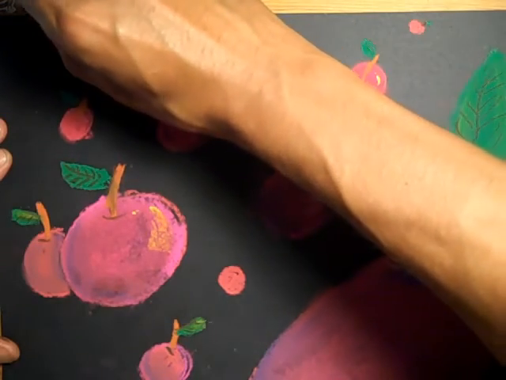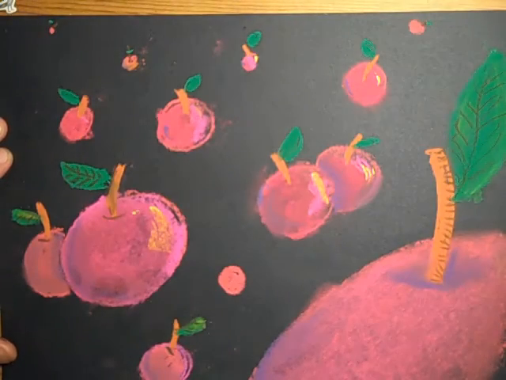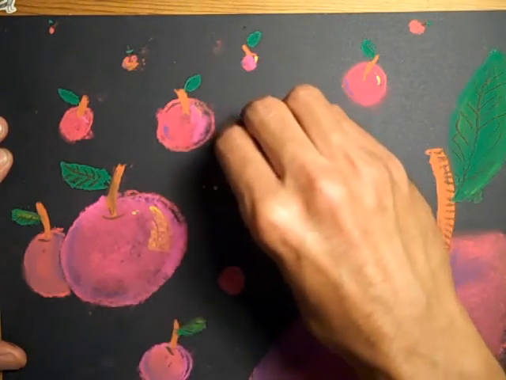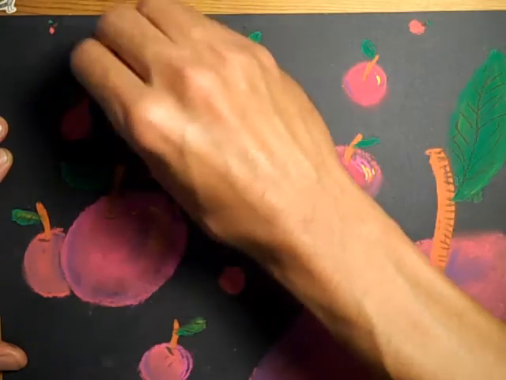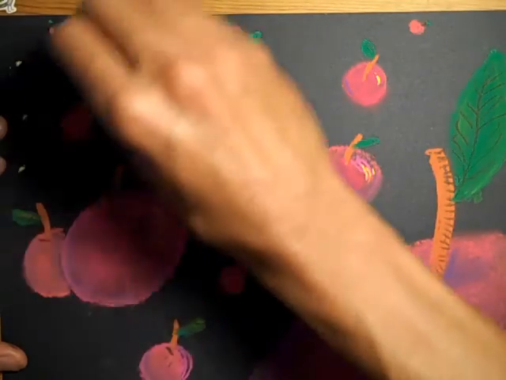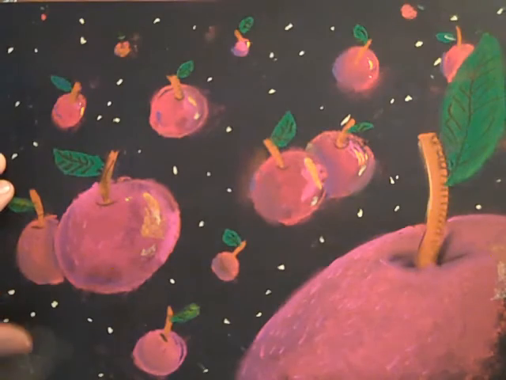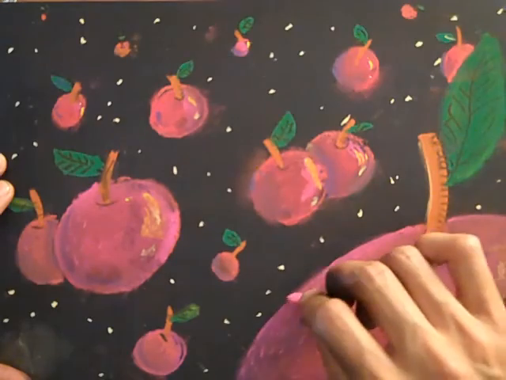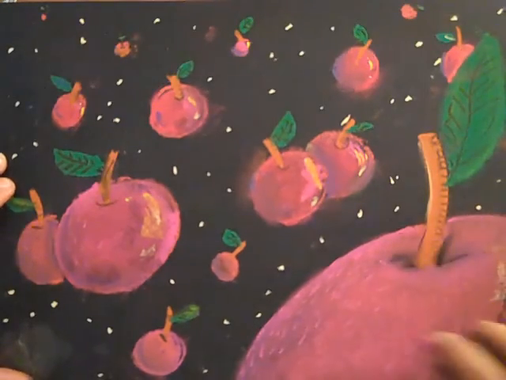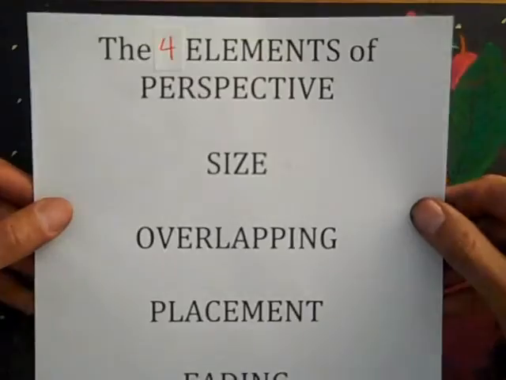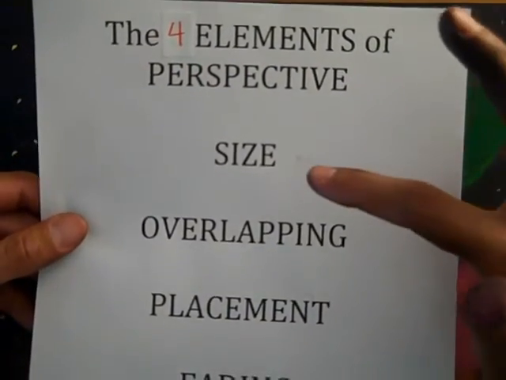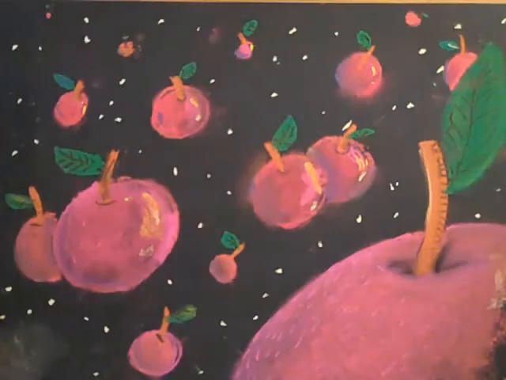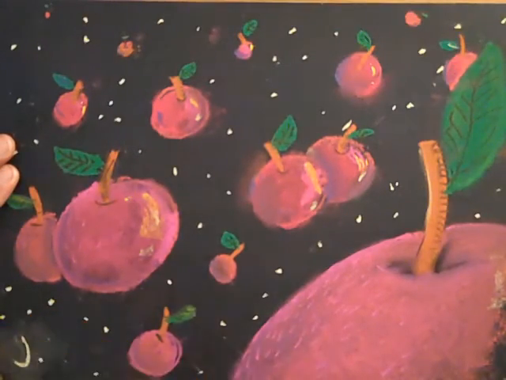When you have all the fruit you want in your composition, you can pick a nice bright color and start adding some stars. As you approach the end of your drawing, look back to the four elements of perspective and make sure you have an example of size, overlapping, placement, and fading. If you do, you can sign your work and call it done.